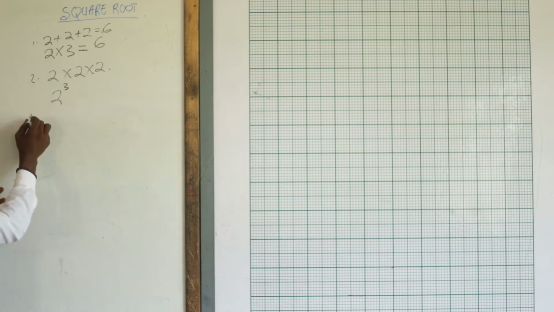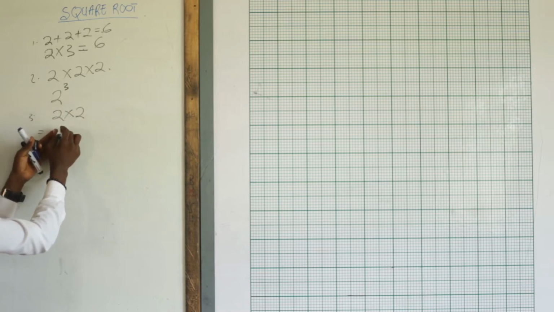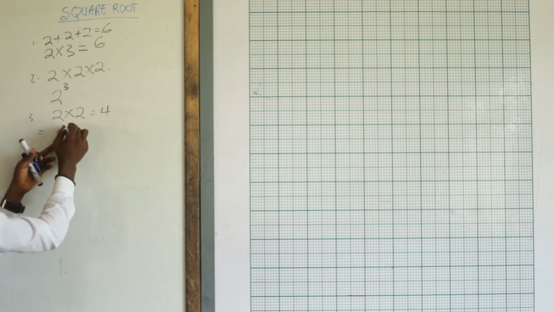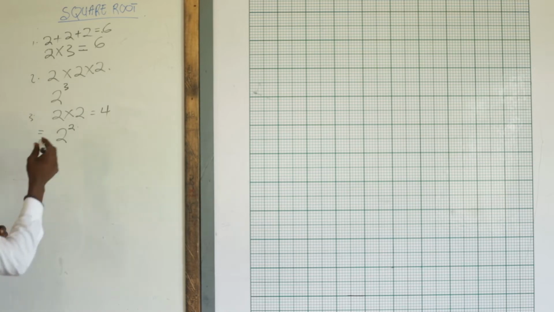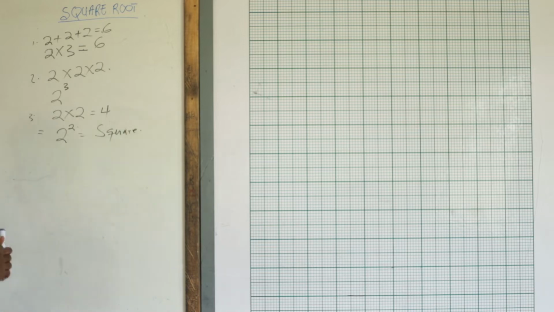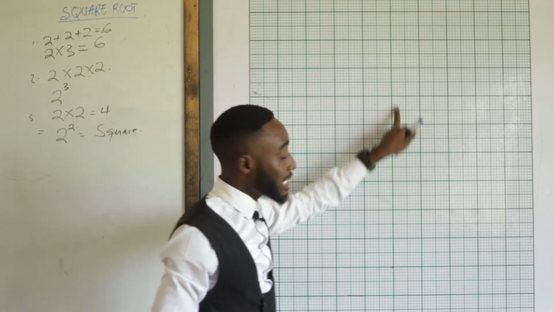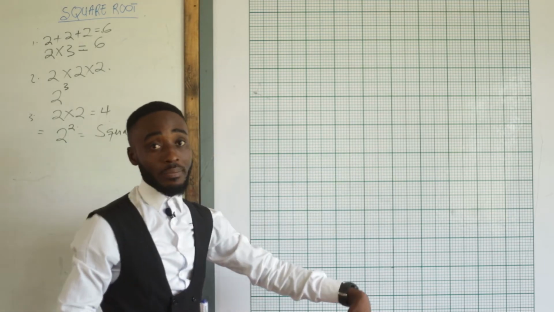Now, let's come to this other side. So I could write 2 times 2 is equal to 4. This same thing can be written as 2 raised to the power 2. Whenever a number is raised to the power 2, we call it a square. A square simply because when we plot this same thing on a Cartesian plane, we'll get a square shape. So let's try that.